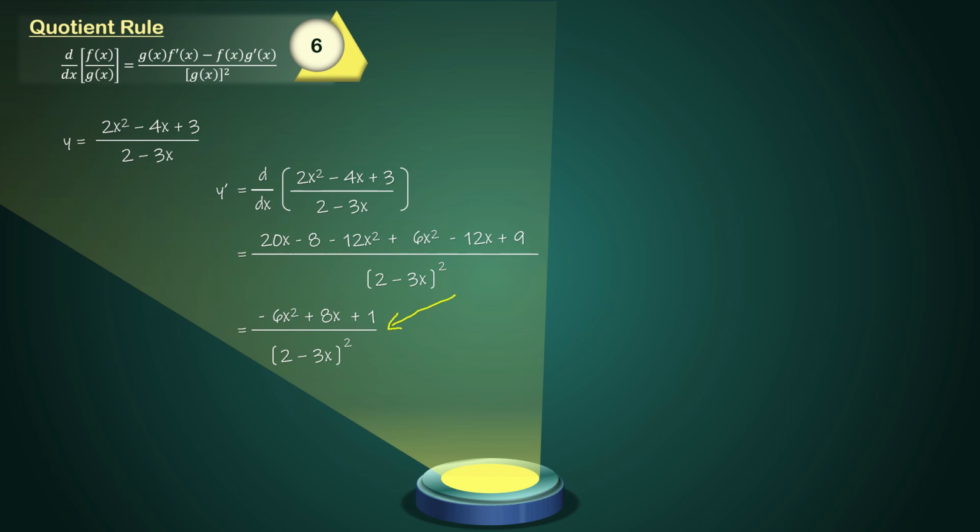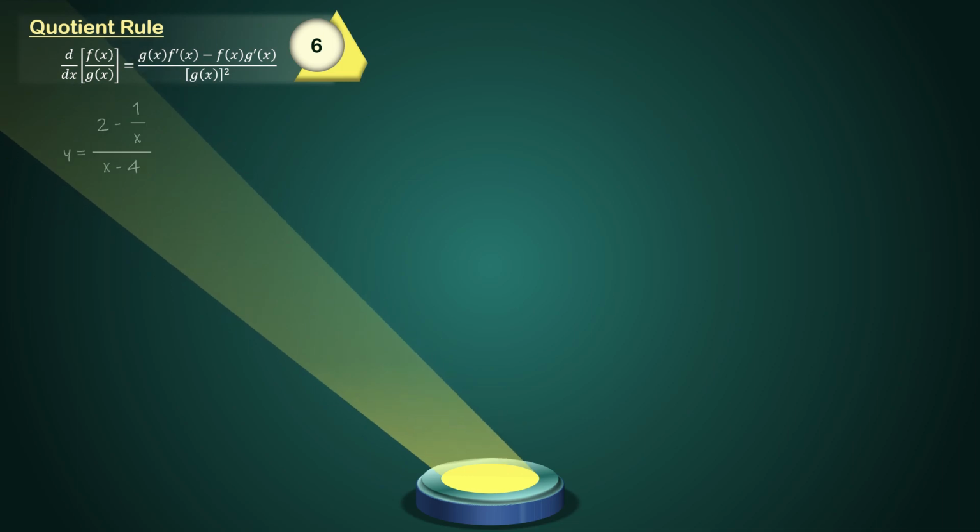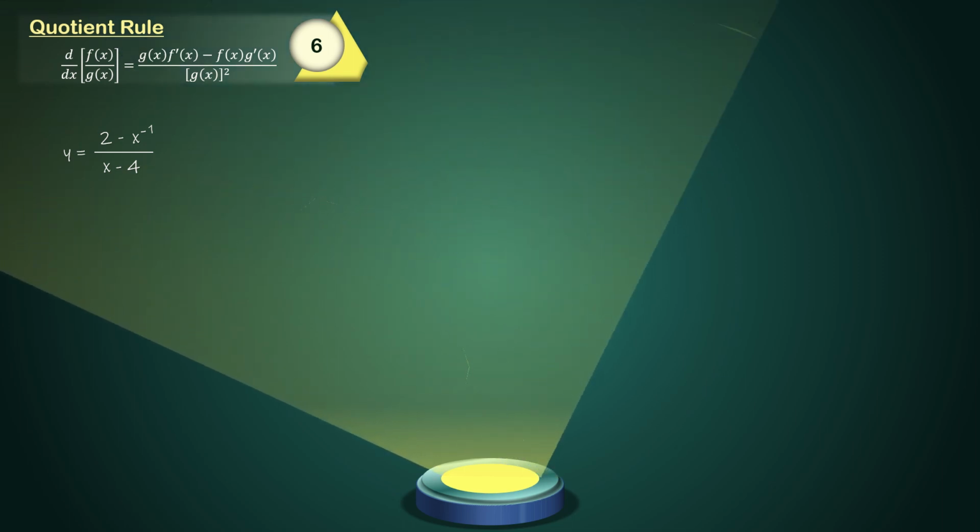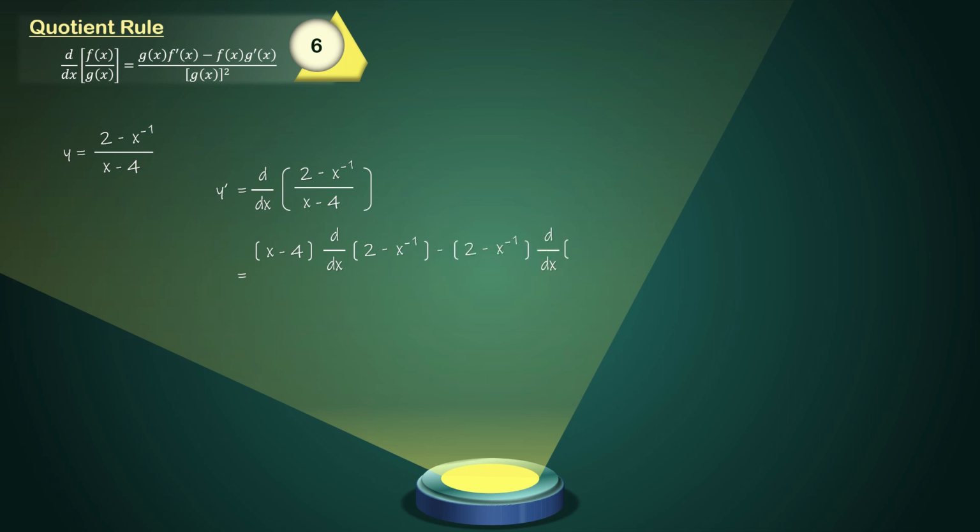Last example, find the derivative of y is equal to 2 minus 1 over x, all over x minus 4. Before we take the derivative, we can rewrite 1 over x as x raised to negative 1. Take the derivative. Using the quotient rule, the derivative is equal to the denominator times the derivative of the numerator minus the numerator times the derivative of the denominator, all over the square of the denominator.